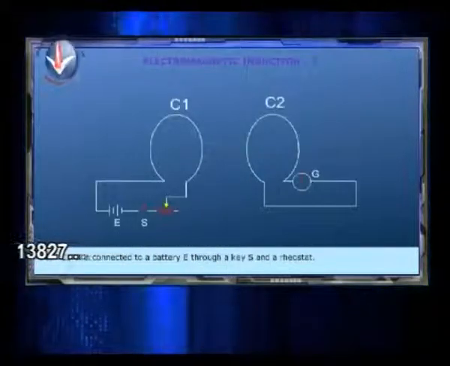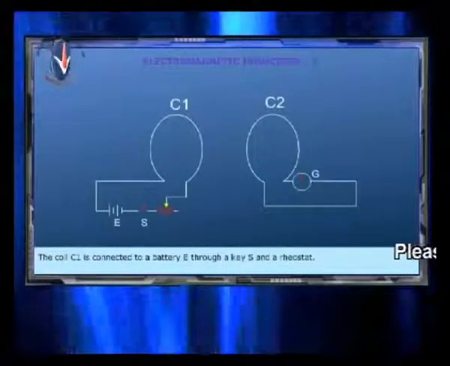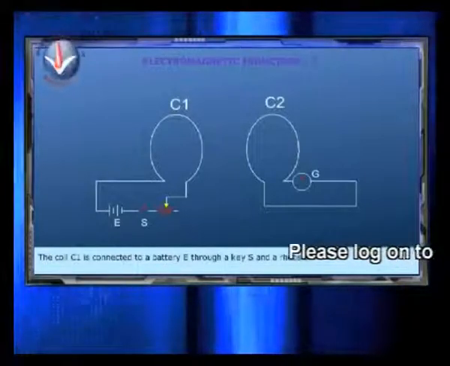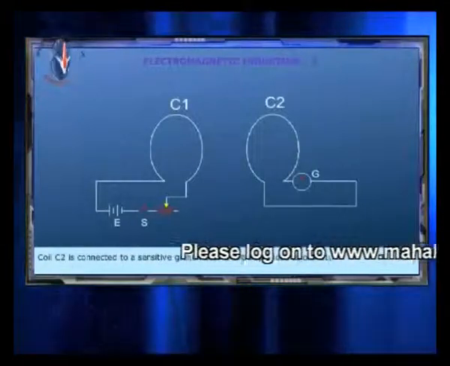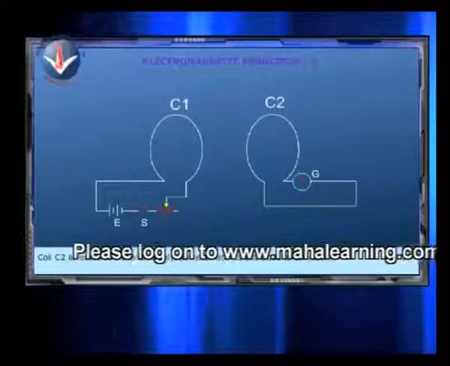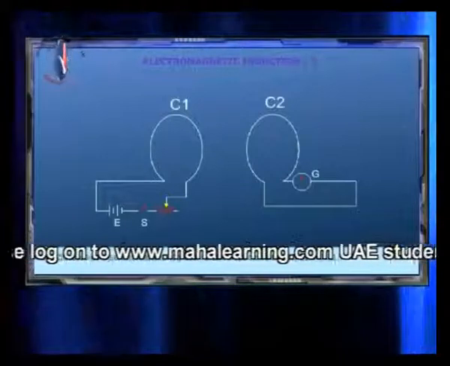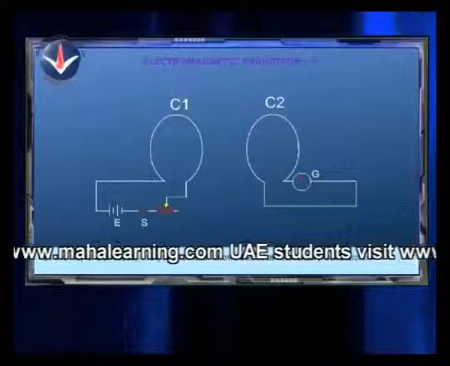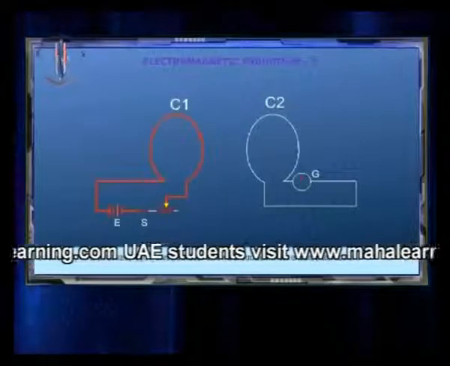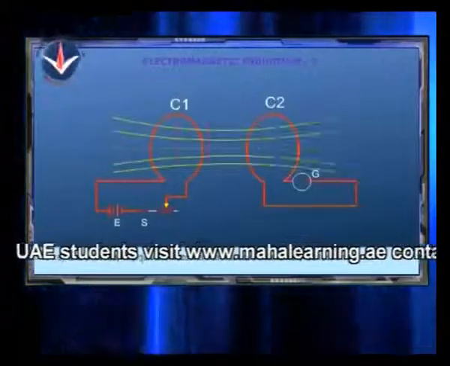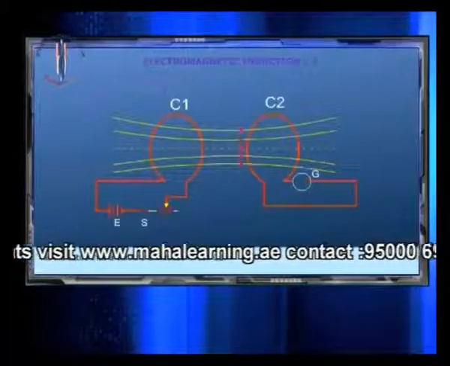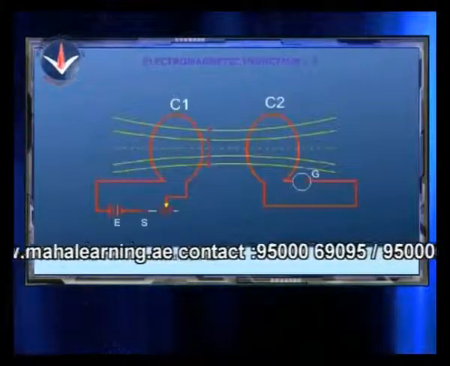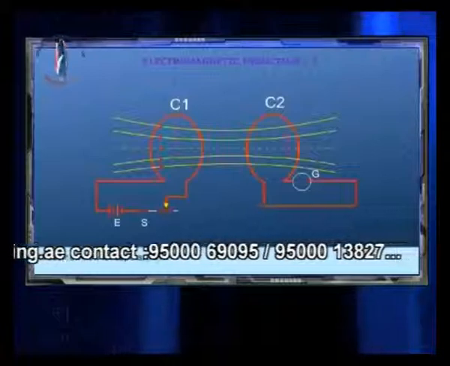The coil C1 is connected to a battery E through a key S and a rheostat. Coil C2 is connected to a sensitive galvanometer G and kept close to coil C1. When the key S is pressed, the galvanometer shows a sudden momentary deflection. This indicates that a current is induced in coil C2. You will see now how it happens.